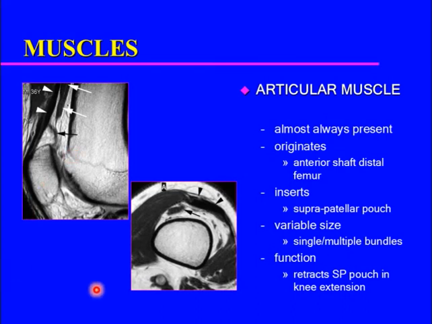When the knee extends, the suprapatellar bursa becomes folded. Its function is to tighten it, to make it tight, so that it does not get impeded. Okay. So you can see here, this is an articular muscle just within the synovial joint, from the anterior shaft of the femur into the synovial capsule.